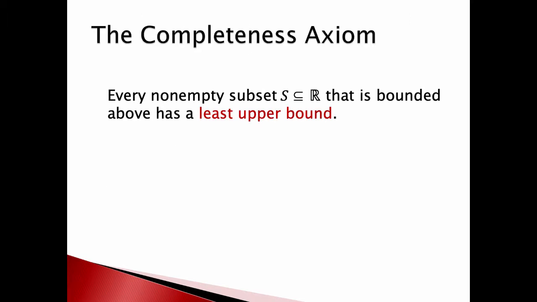We call this the completeness axiom. It means this is something we're just going to assume holds for R. We're not going to try to prove this. We're going to assume this is true. And this is what makes R different from the rational numbers or the integers or so forth. And this is that every non-empty subset that's bounded above has a least upper bound.